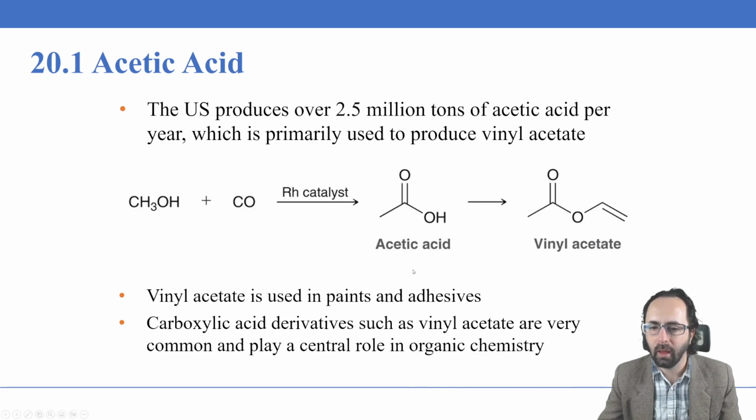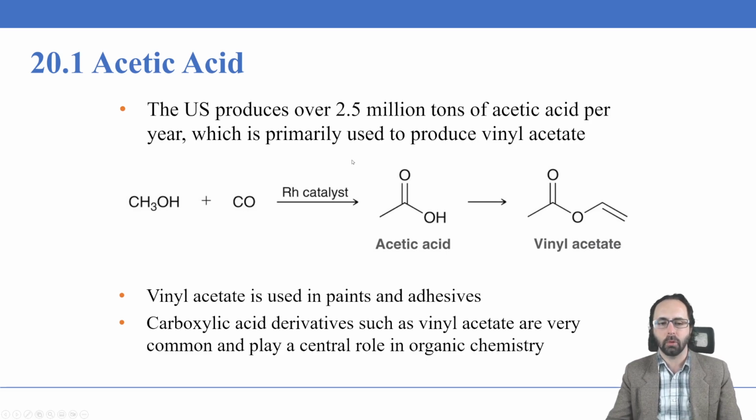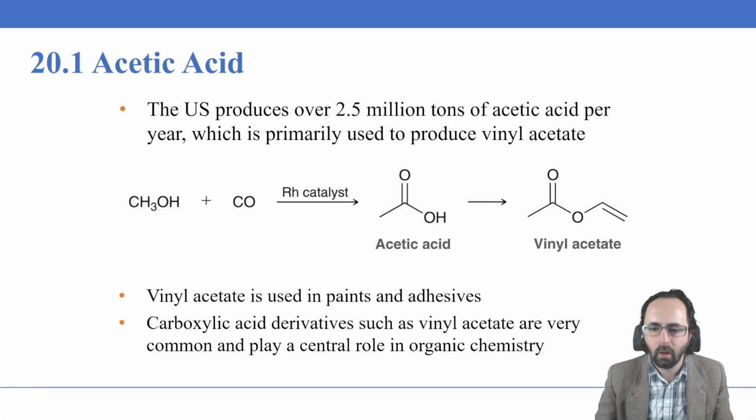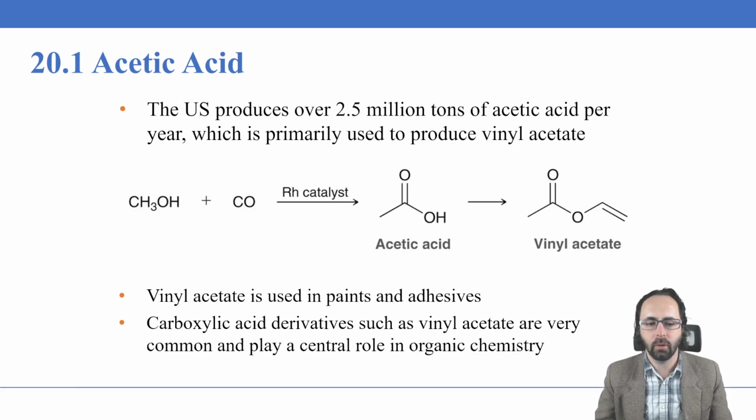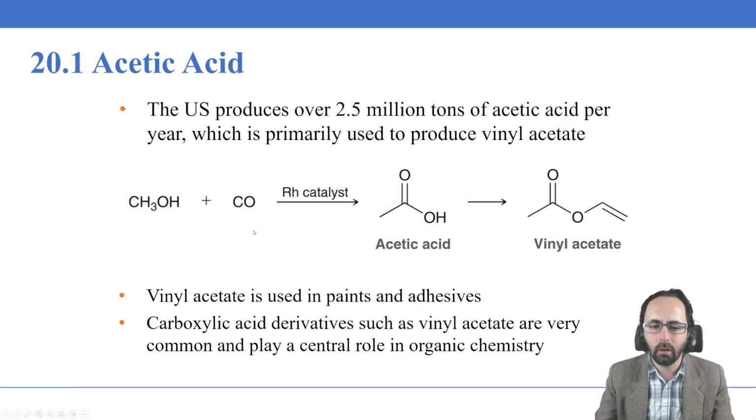In terms of carboxylic acids, one that is very common is acetic acid. The U.S. produces over 2.5 million tons of acetic acid per year, also known as vinegar, but it's often used in chemical reactions. So if we react methanol here with carbon monoxide under catalytic conditions with a metal catalyst, rhenium, we'll get acetic acid, which can then undergo further reactions to produce vinyl acetate, which is used very extensively to produce other compounds like those used in paints and adhesives.